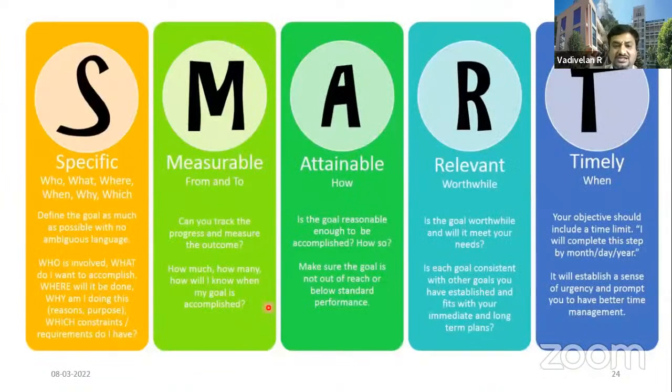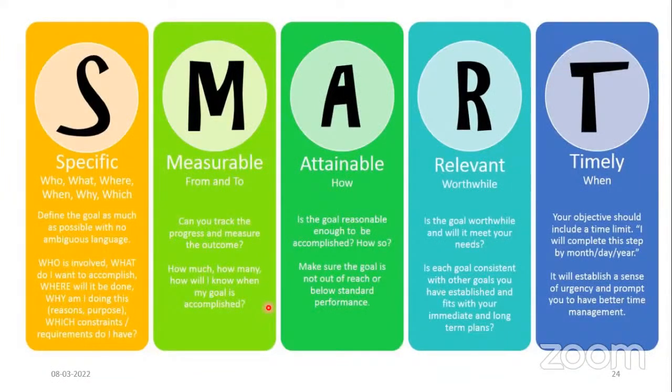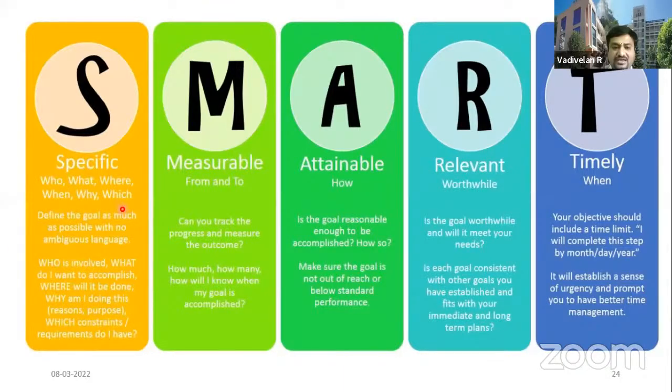As I mentioned, it should be specific: who, what, where, when, why, which. So you should try to define your goal as much as possible with no ambiguous language. And measurable. It should always be measurable, from and to, when and where. Can you track the progress and measure the outcome? For example, how much, how many, how will I know when my goal is accomplished?